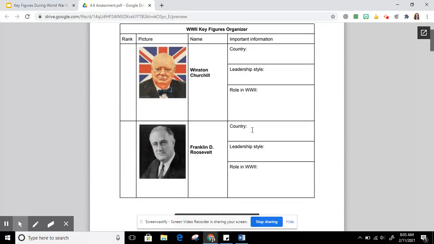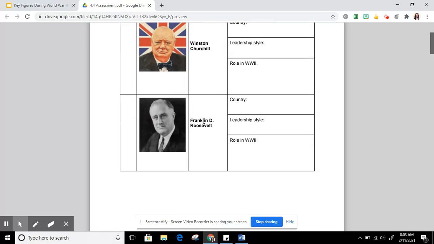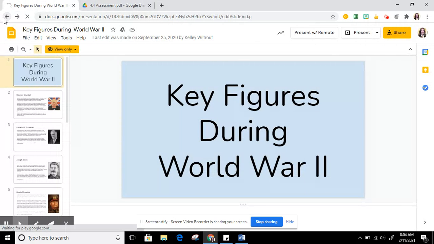So for example, Franklin D. Roosevelt, the country was the United States. The leadership style in the United States, we have a democracy, so you would write democracy here. And the role in World War II, you'd have to read through the slide deck, but just a quick snippet of what I believe: he started off by wanting to help the other countries that were involved in the war, our allies, but then he did want to get involved in the war after the bombing of Pearl Harbor. Okay, so I'm going to go back to our lesson.